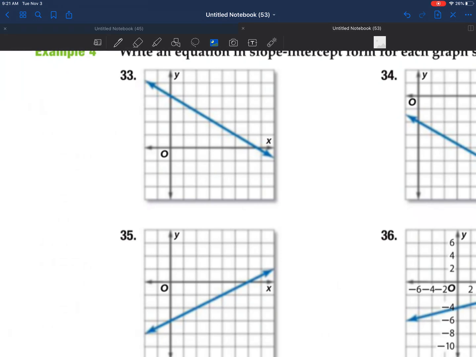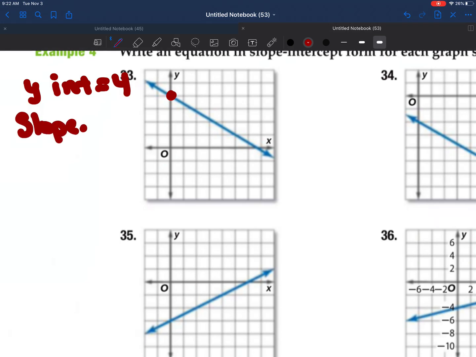So what two things would I need to know in order to write an equation in slope-intercept form? We talked about it at the very beginning of class. Remember, it's in the name. The slope and the y-intercept. Which one of those is easiest to locate on the graph? Y-intercept. What's my y-intercept here? 1, 2, 3, 4. I know it's kind of hard to see. Okay, so out to the side, I would write my y-intercept is 4.